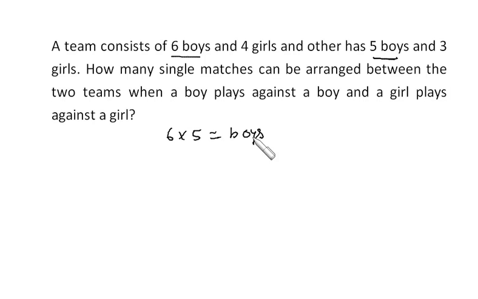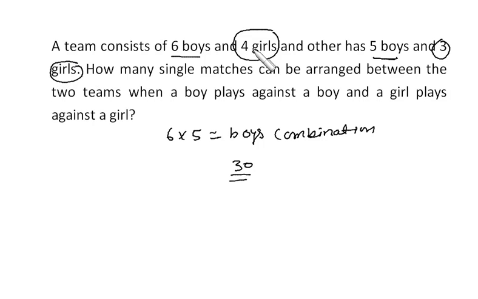Right? So, boys' combinations, right? So we have these 30 combinations, right? Now these 4 girls have to play against these 3 girls. So how many choices or combinations do we have? 4 into 3. That is 12.